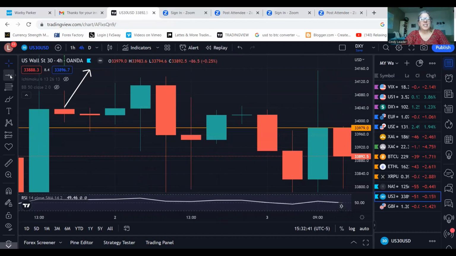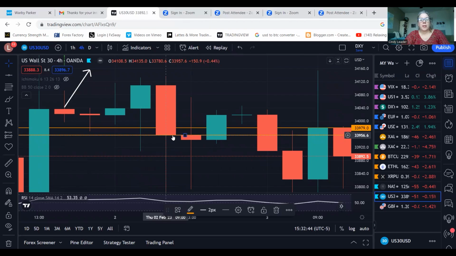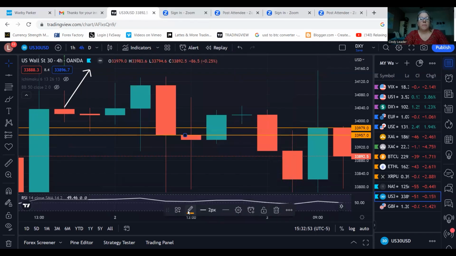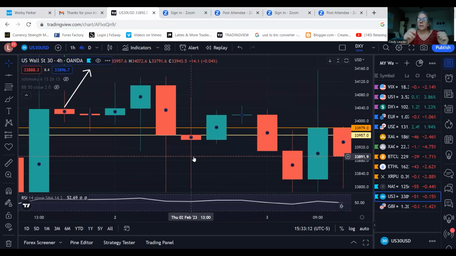So it opened, well, let's mark that actually. It opened at 33,957. And let's give this a different color. It opened right there. So it opened right at the top, and it ended up closing lower at 33,943, a difference of 14. Do you see it? 14 pips.